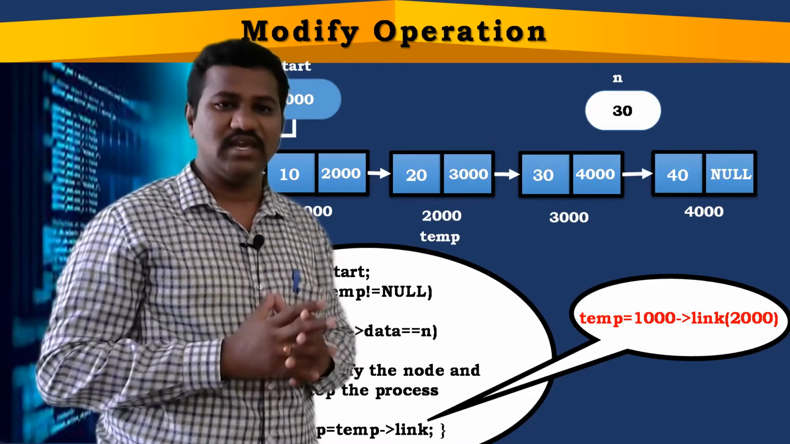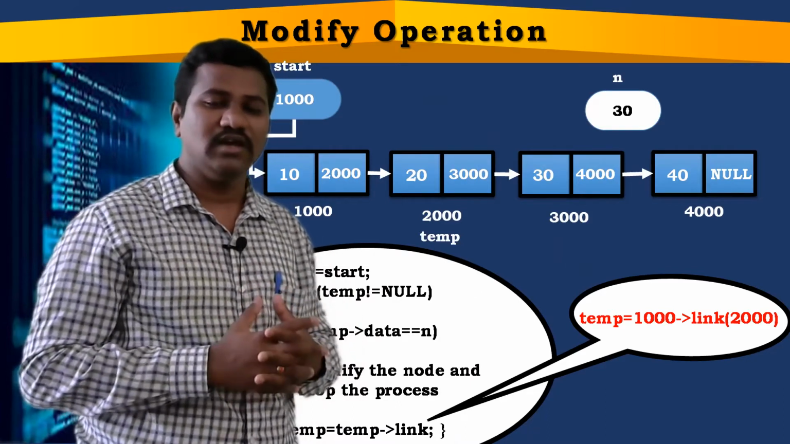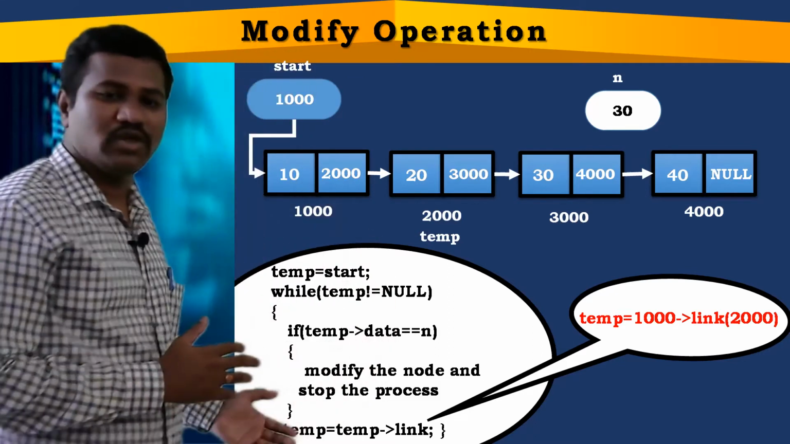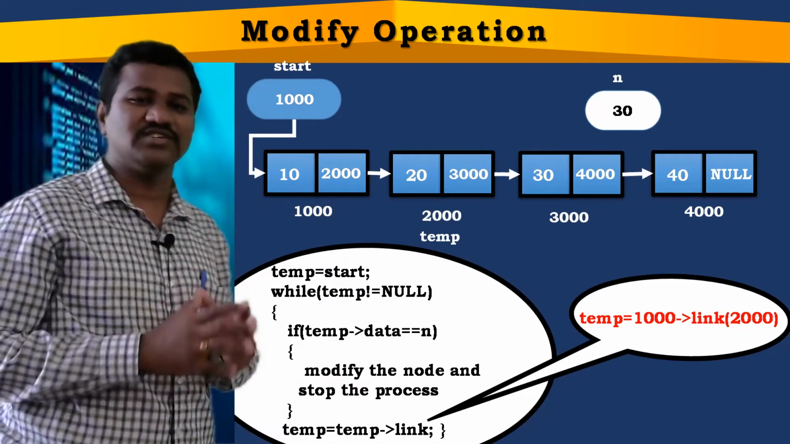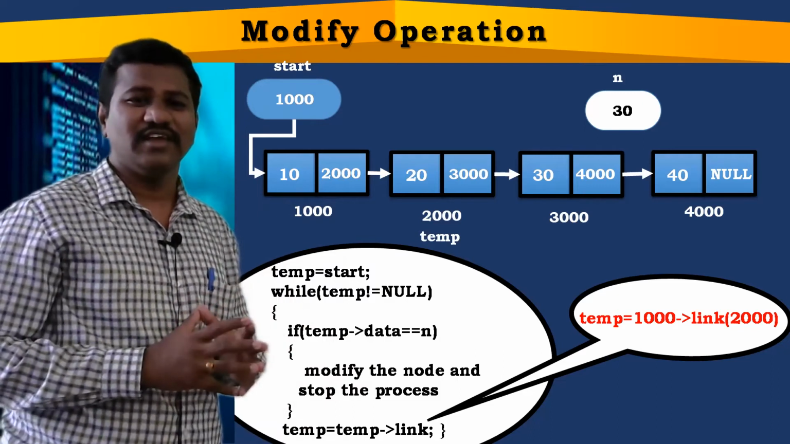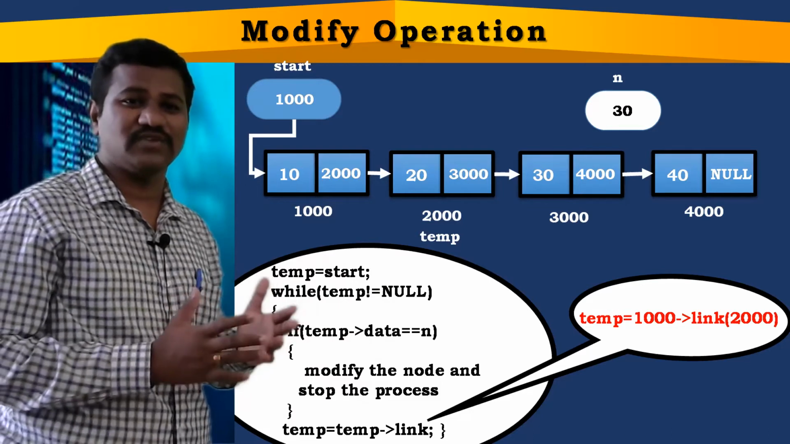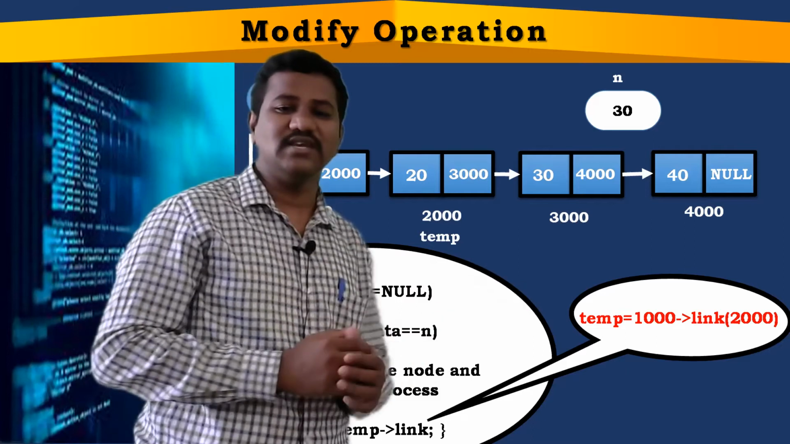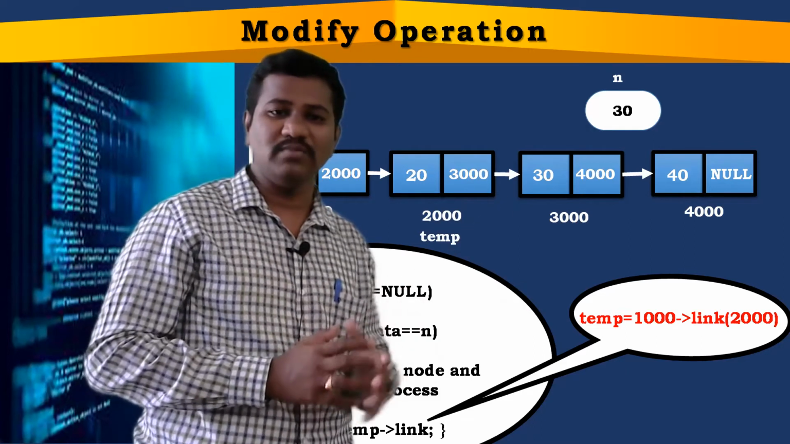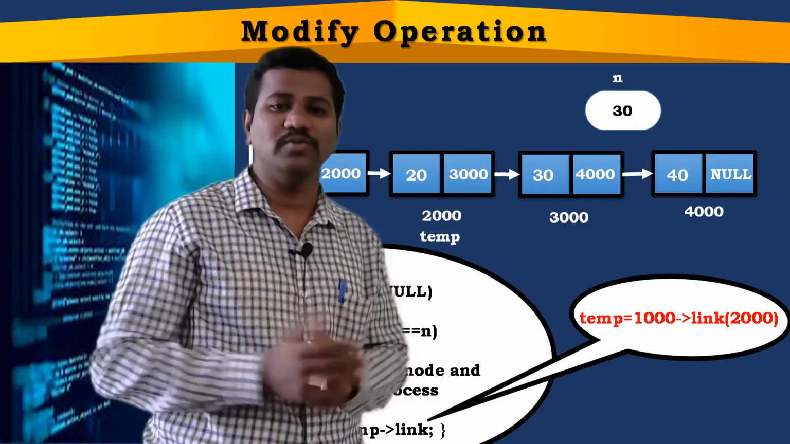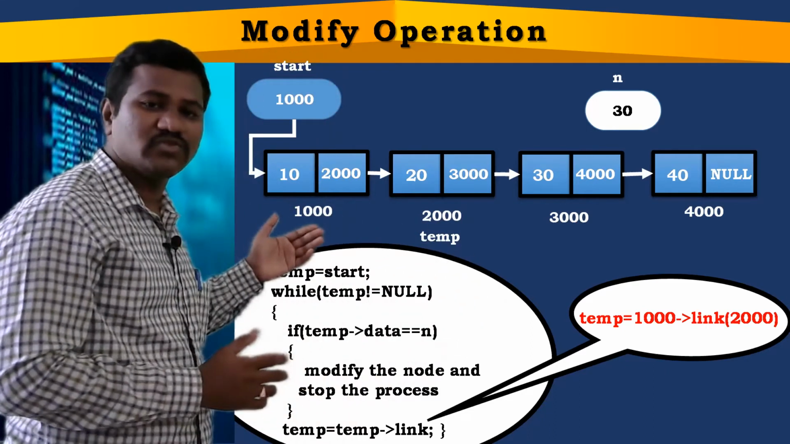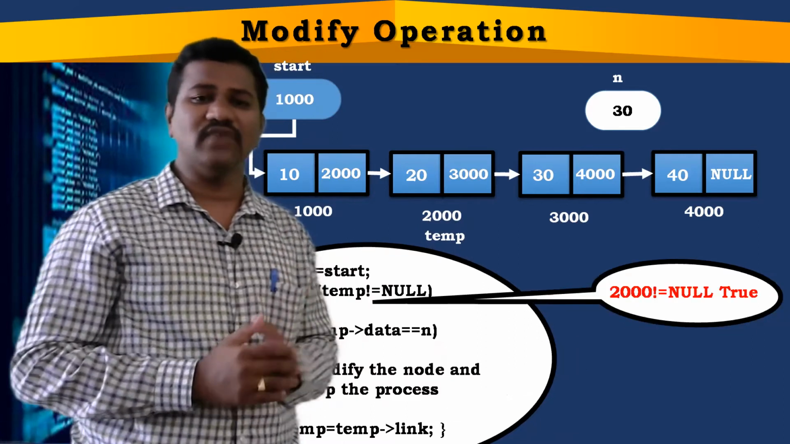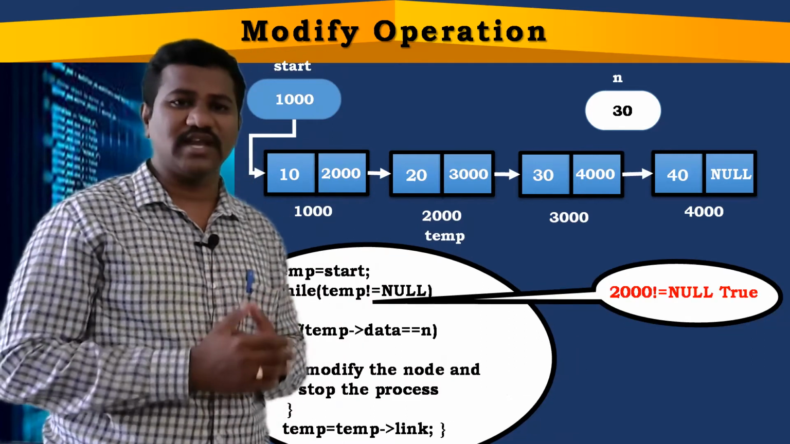So in that case, we need to move from the first node to the second. And for that, we'll be going with this instruction. This is the famous instruction in a single linked list program, which is used to shift your pointer variable from one node to another. Right? So temp is assigned temp arrow link. The earlier value of temp is 1000, and 1000 arrow link is 2000. So temp has been moved from memory location 1000 to memory location 2000. After that, again the while loop, and this is going to be the second iteration.